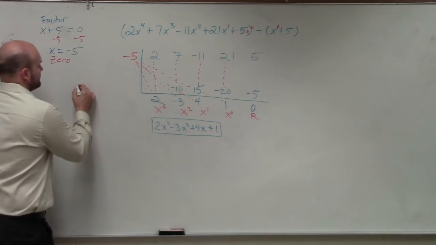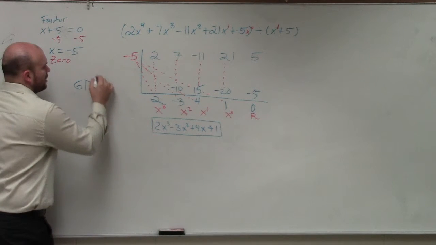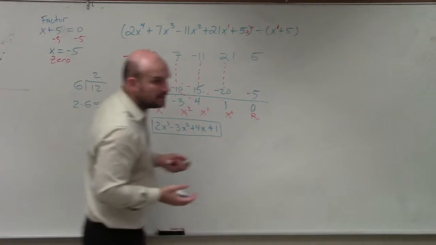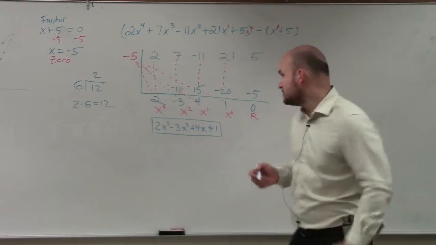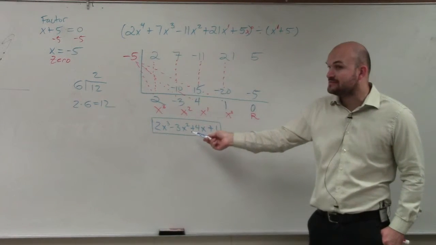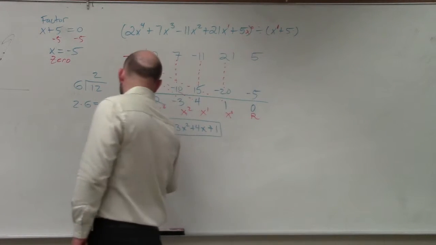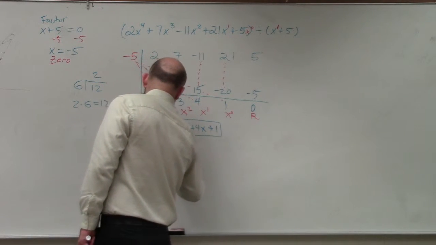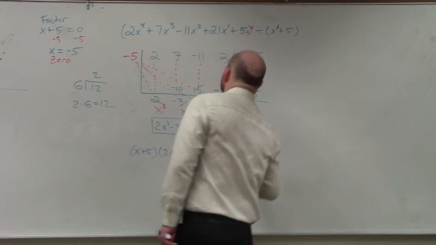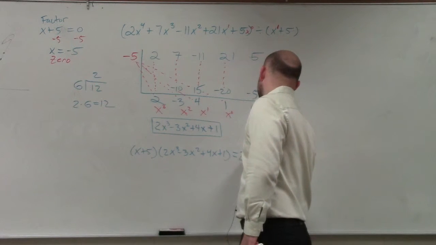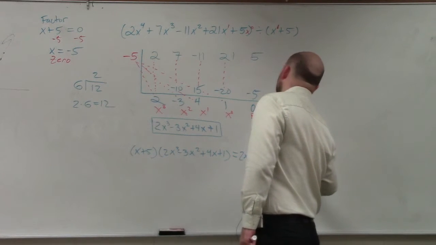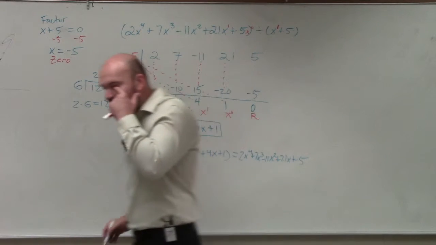And let me go through one more thing. We know 6 divides into 12 2 times. Do you agree with me? 2 times 6 equals 12. Does that make sense? So if I'm saying that x plus 5 divides into this many times, would it then be OK to say x plus 5 times 2x cubed minus 3x squared plus 4x plus 1 equals my polynomial? Why not, right? Does that make sense?